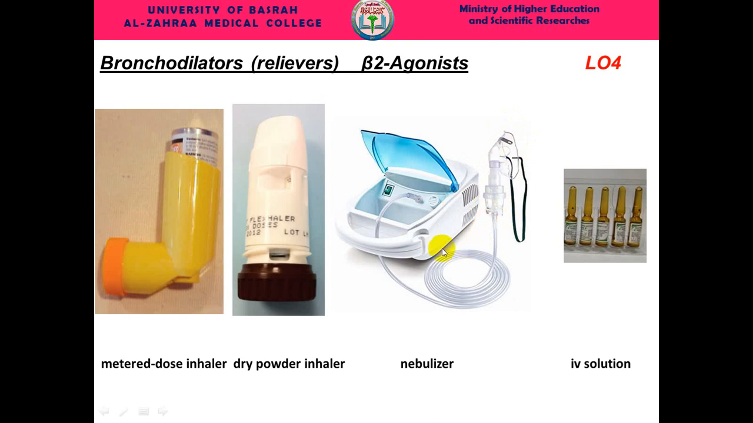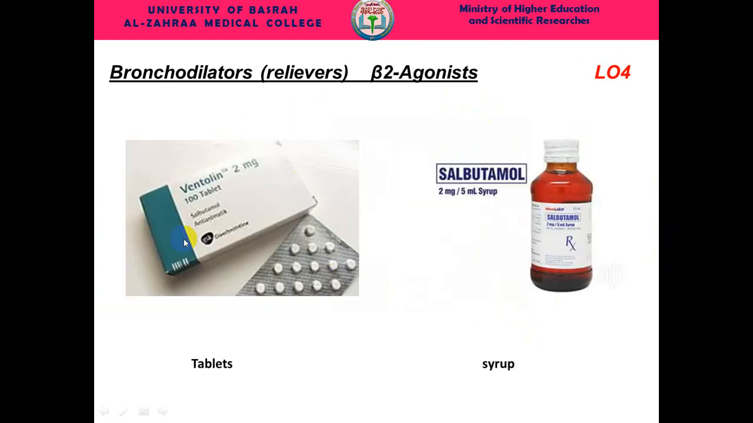You can see this machine a lot of the time in the emergency room, and some people with asthma have this machine at home. And we may have beta agonists in the form of an IV solution to be given intravenously. Also we have beta agonists available in the form of oral tablets and in the form of syrup. But these are not a preferred modality because of the systemic side effects of the beta agonists. They will act systemically rather than locally.